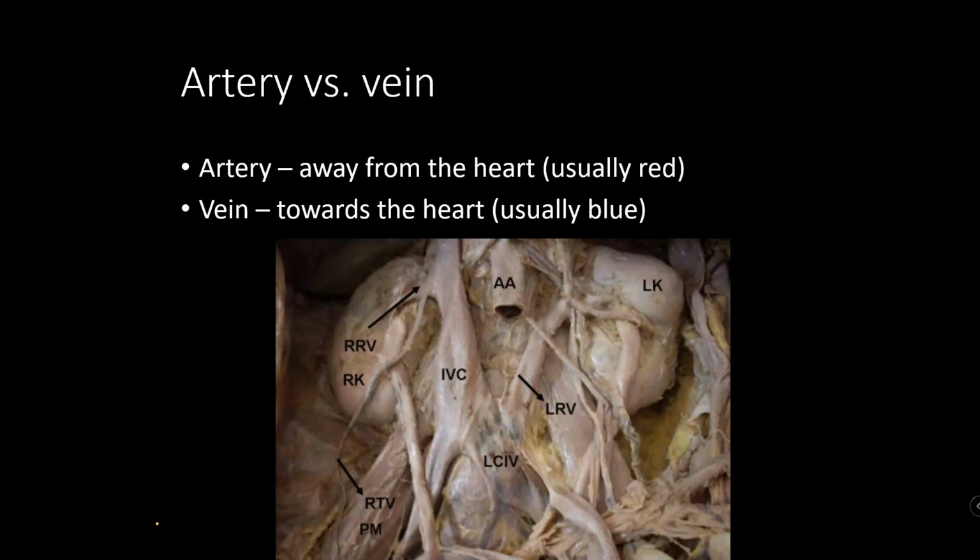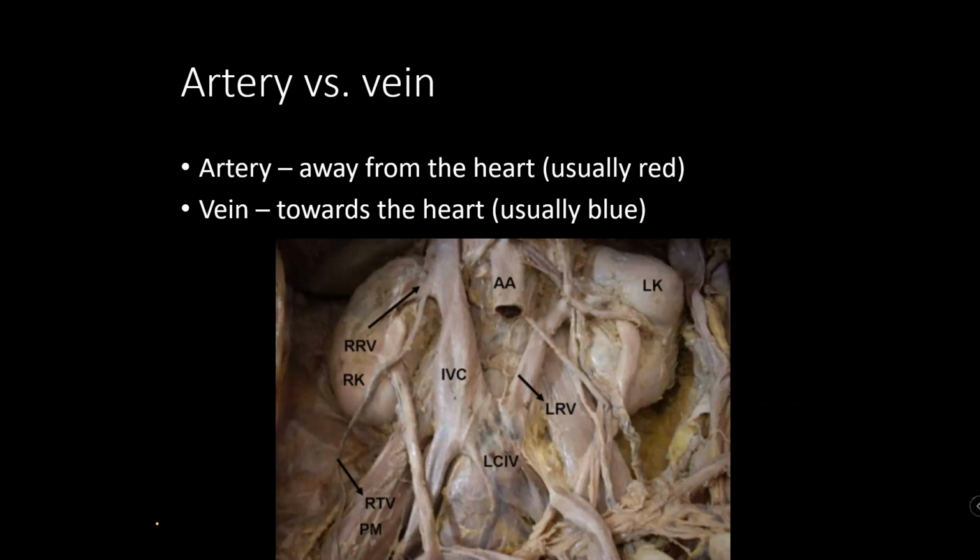Arteries are taking blood away from the heart. If it helps you to remember it, artery and away both start with A, so they go together. Veins are taking blood back to the heart. Keep in mind, generally speaking, arteries are going to be red in the textbook and veins are generally going to be blue. But remember, the color really means is the blood oxygenated or deoxygenated. It doesn't really mean artery versus vein.